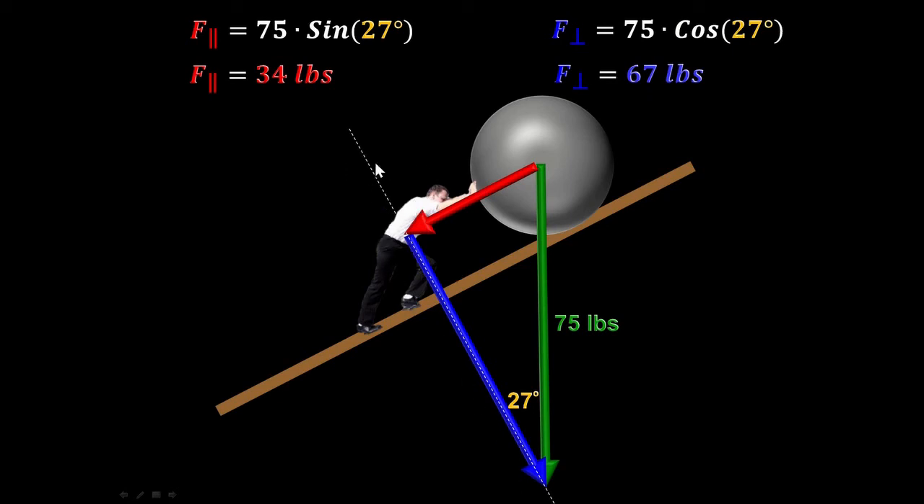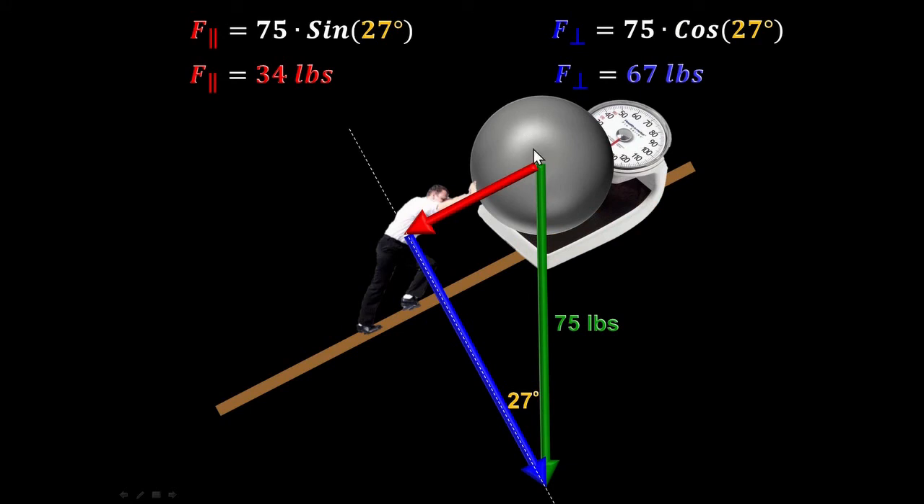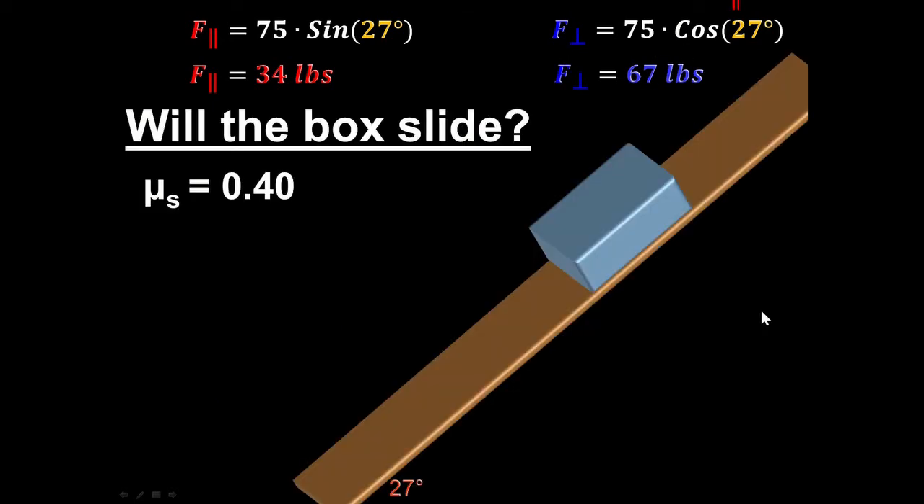So for him to hold that ball, he just has to push with 34 pounds, even though it weighs 75 pounds. And if you put it on a scale, this is how hard the ball is being pulled against the scale, perpendicular, 67 pounds.